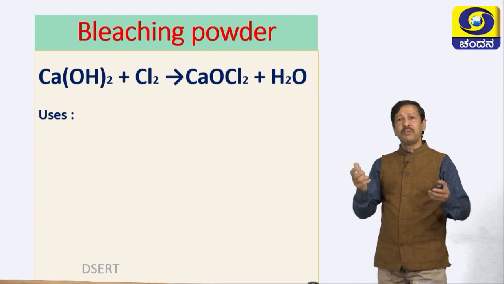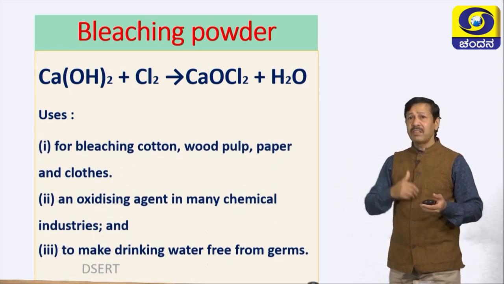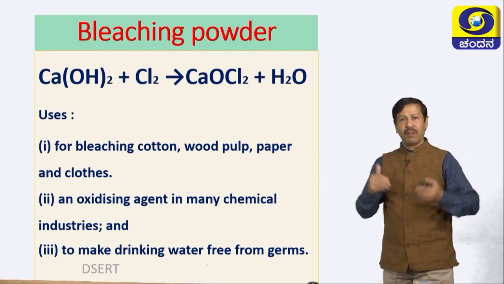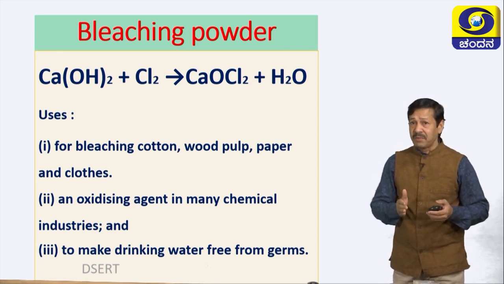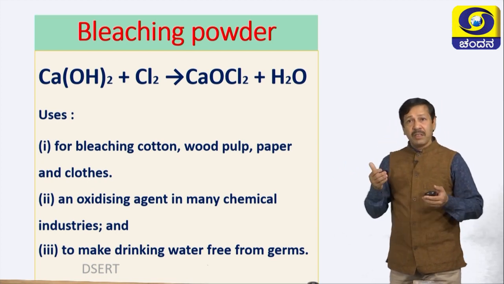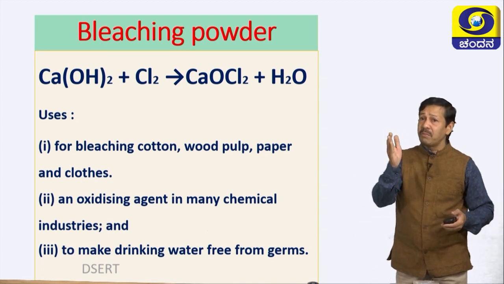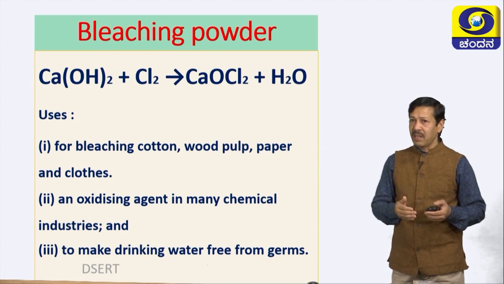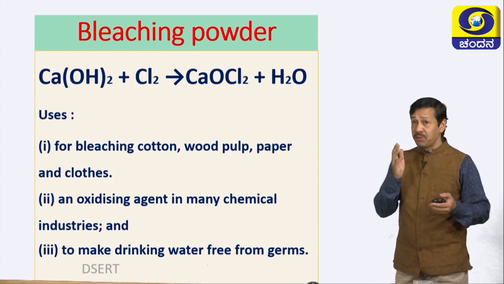So, what are the uses? It is used in bleaching of cotton, wood pulp, paper, cloths and so on. It is an excellent oxidizing agent used in many chemical industries for oxidation purposes. It is also used to make drinking water free from germs. Thus, bleaching powder is used for many purposes. At least two very important uses you should remember.